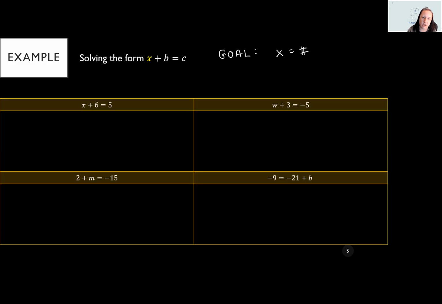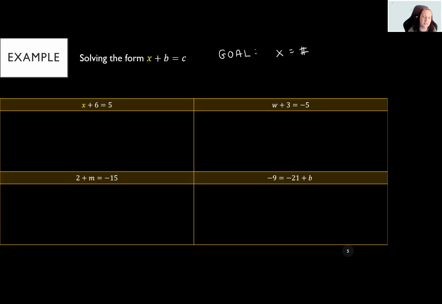So let's look at the top left here. We have x plus 6 equals 5. So I want to get this x by itself. So I need to remove that plus 6. I don't want it on the same side because I want just the x over there. So we want to get rid of the 6.